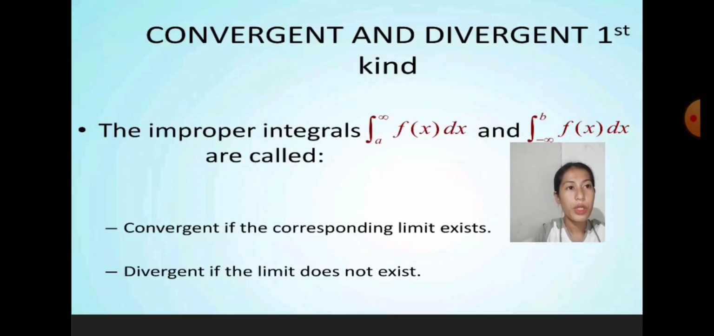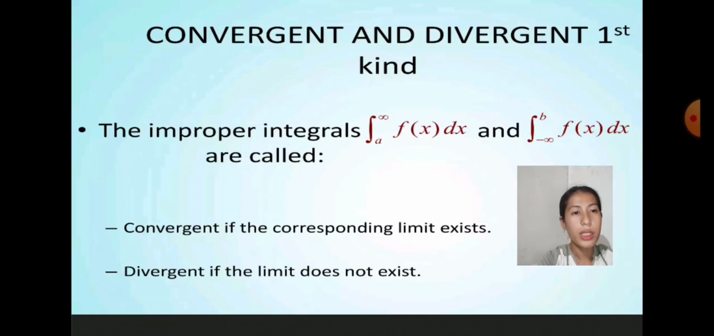Convergent and divergent, first kind. The improper integrals are called convergent if the corresponding limit exists, and divergent if the limit does not exist.